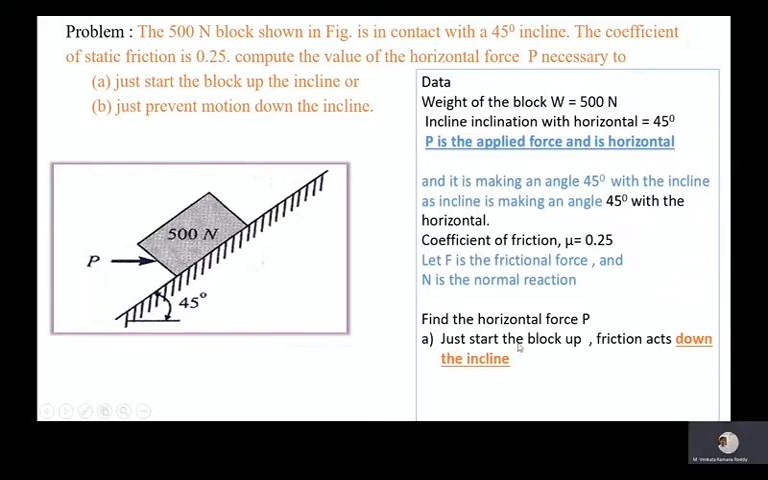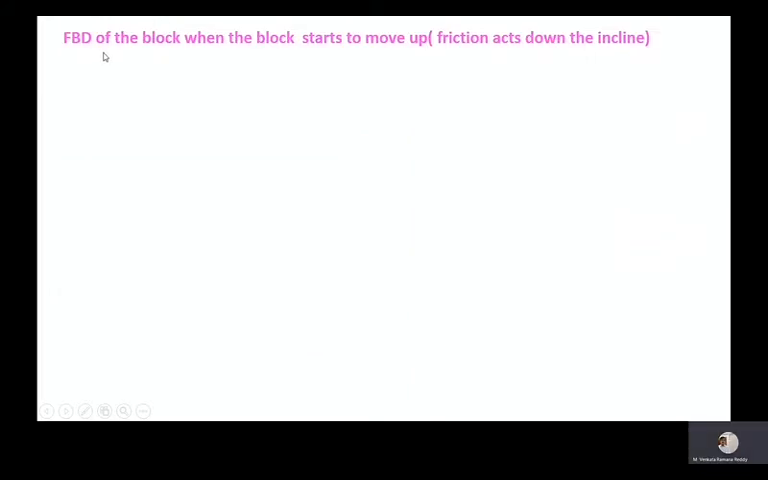The first case is just to start the block up. Then in order to oppose the motion, friction acts down the incline. The second case is just to prevent motion down the incline. Then friction acts up the incline. Now we'll move towards the first case. That is the FBD of the block when the block starts to move up. That is, motion is up along the incline. Friction always acts opposite to the motion of the body, so it is going to act here, down the incline.